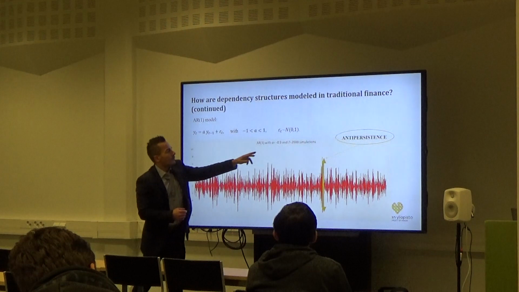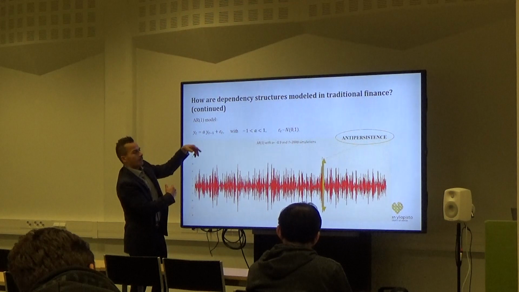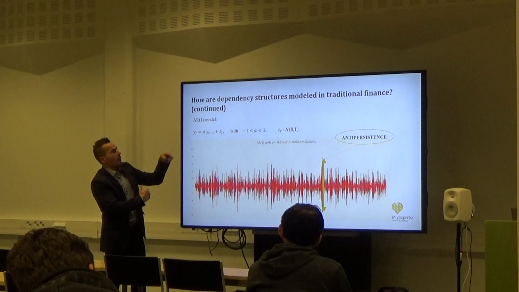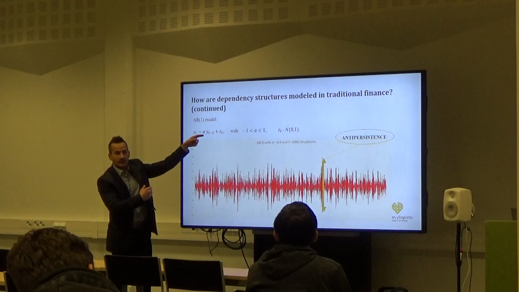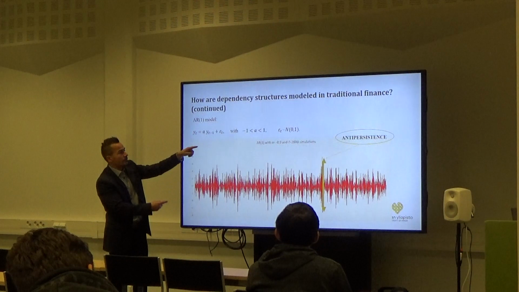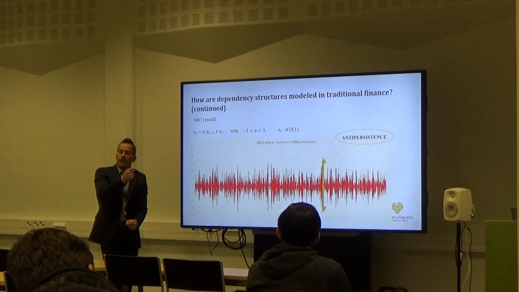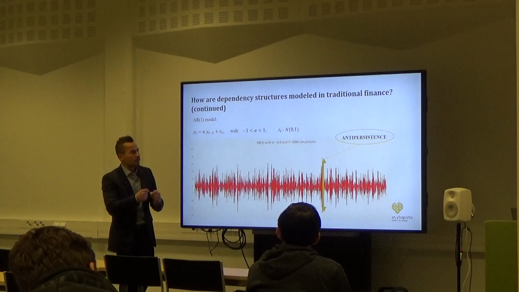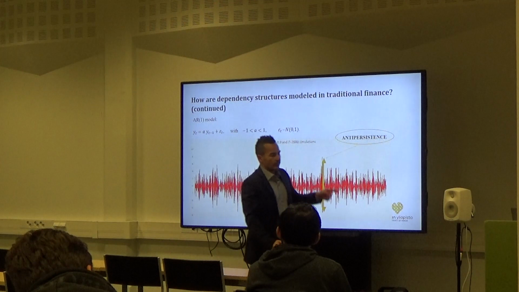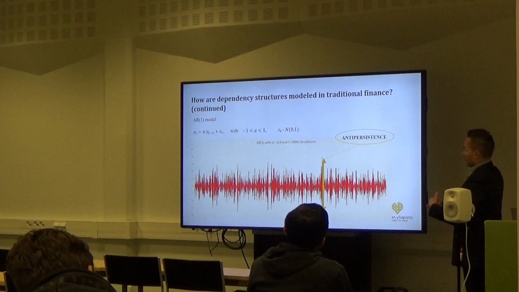If we had in one period a negative standard deviation, let's say minus 4, then the next period it will be positive. It will be plus 3.6 and some noise. If we had a large standard deviation of, say, 4, the next period it will be minus 3.6 plus some noise. So it always bounces back. Large positive standard deviations are, on average, followed by large negative standard deviations. It always bounces back to the mean immediately. And this is called antipersistence. It always bounces back. It keeps track to itself.